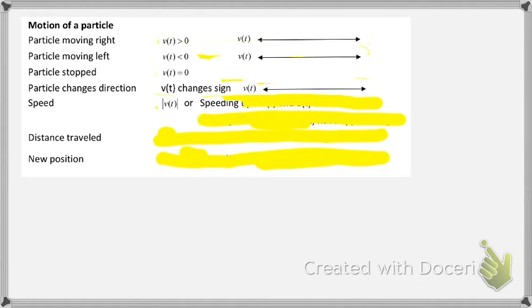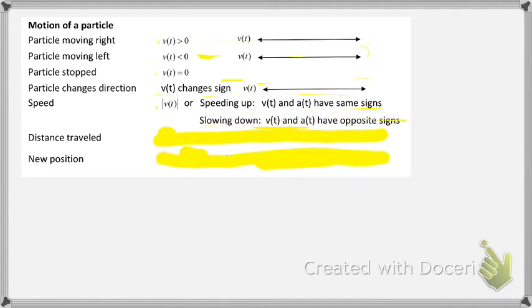Speed is the absolute value of velocity. But if they ask you whether something is speeding up or slowing down, speeding up is when velocity and acceleration have the same signs. Slowing down is opposite signs.